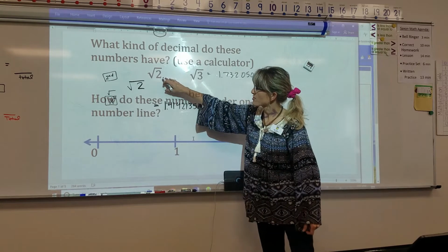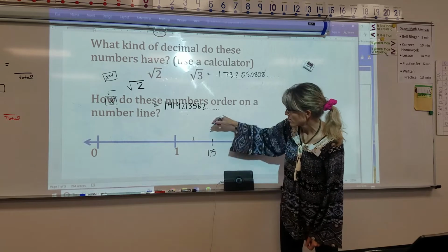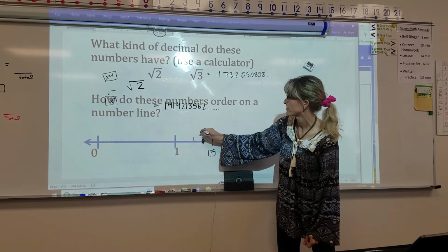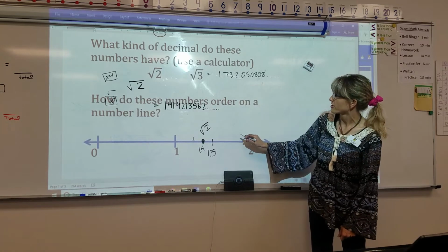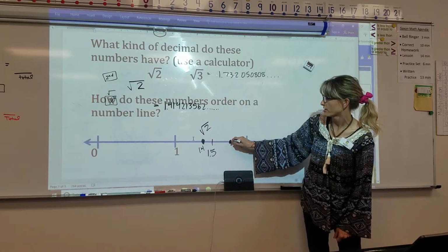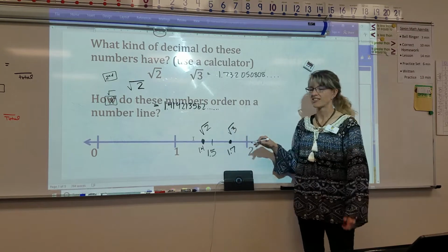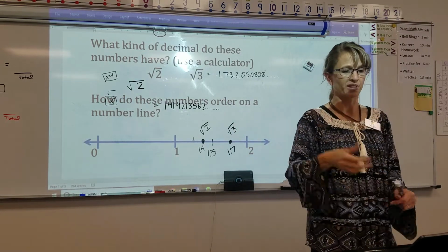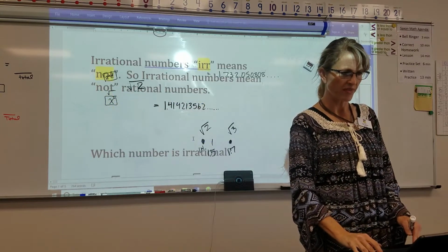Can we graph these numbers? Well, root 2 was 1.41. Here's 1.5. So 1.41 is about there. So there's where root 2 is, about 1.4. And then root 3 is about right here. It's 1.7. Root 3. So they have a place on the number line. So that's how you can graph them. Calculate them, find out where they're at, then plot them between your segments.